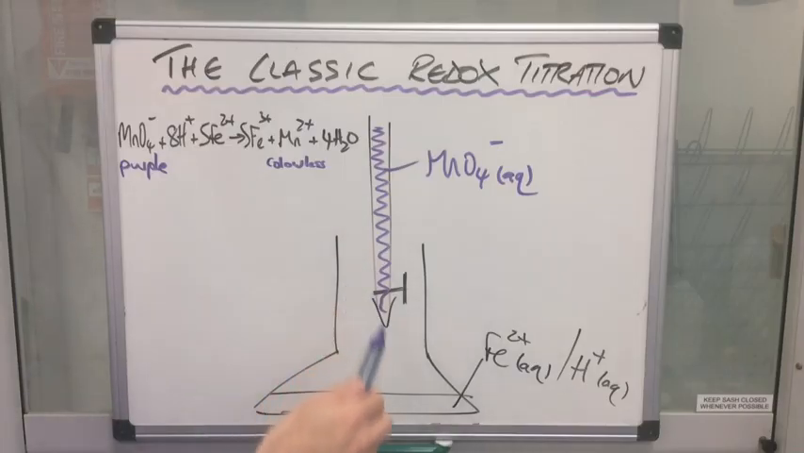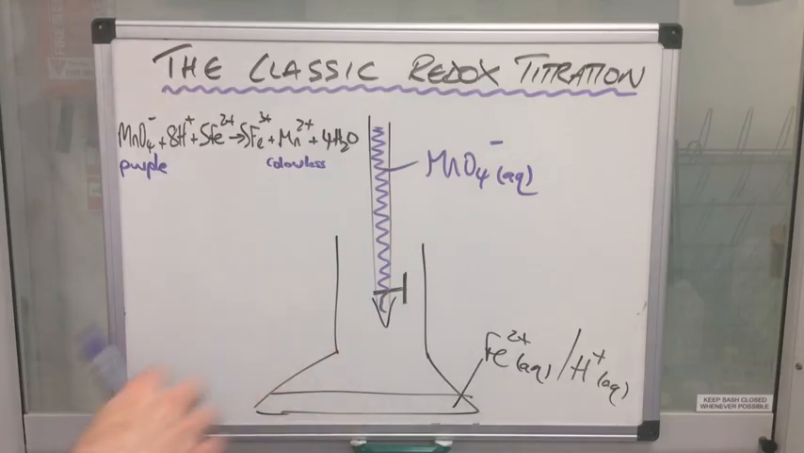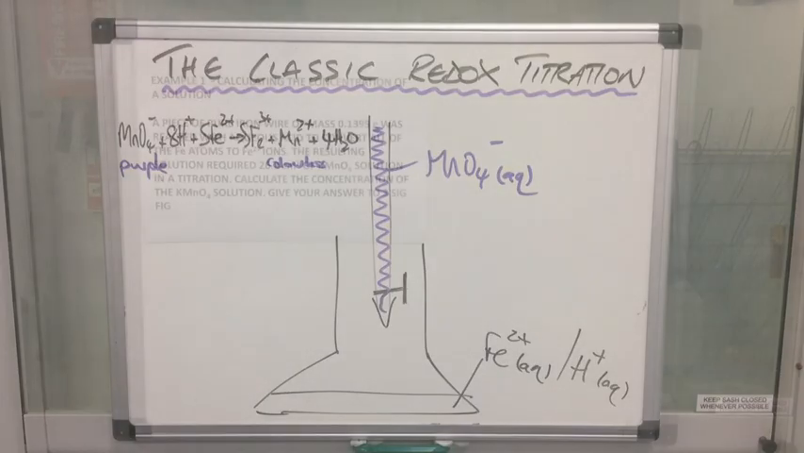So the end point of this titration would be when you see your first permanent pink tinge of colour. You swirl the flask and it's not going colourless anymore, it's staying pink. That means the reaction's finished. And you would obviously note that burette reading, and that would be your titre or end point.